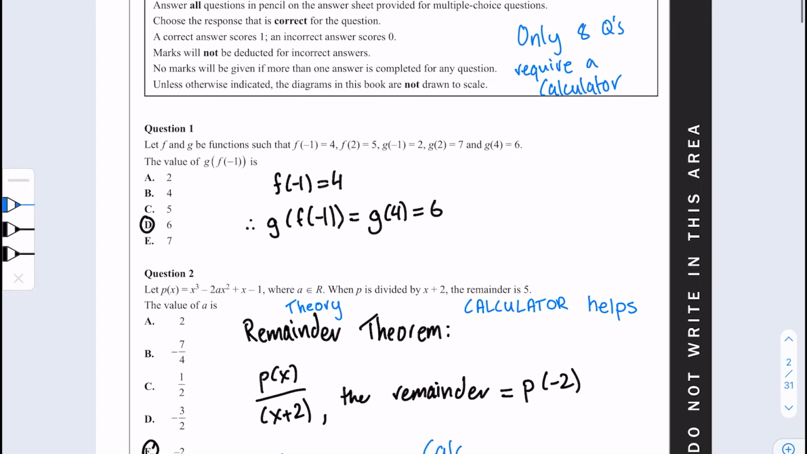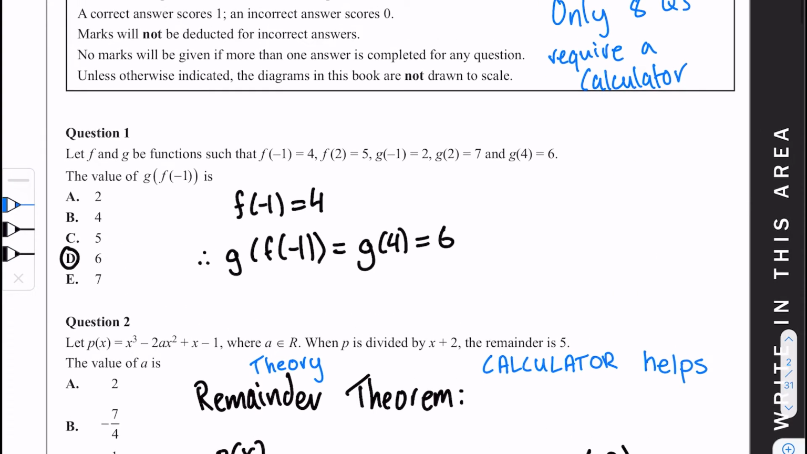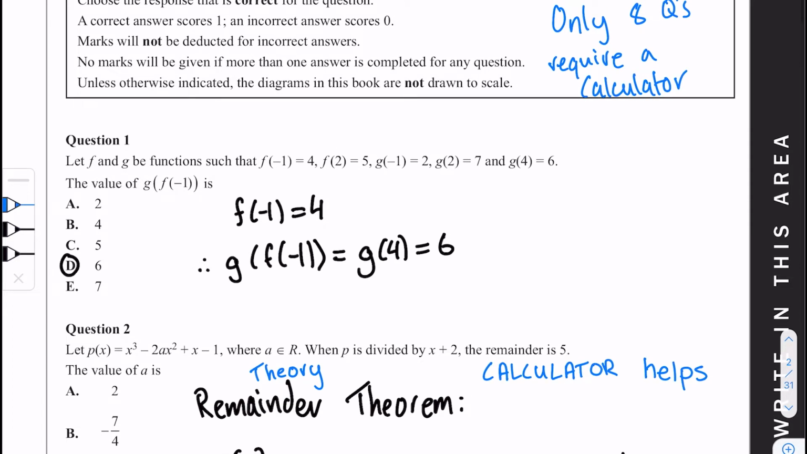So the first question here is quite a simple question, as long as you know what you're looking for. Everything's in terms of the function f and the function g, and they want g in terms of f of -1. You know, f of -1 is already equal to 4. That's the first thing they tell you. So you're basically asking for g of 4. g of 4 is 6.